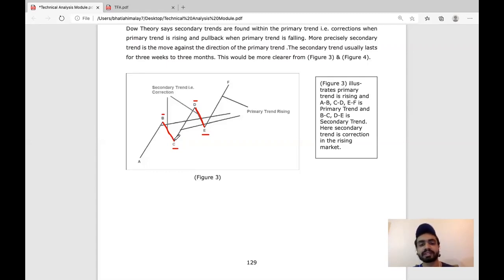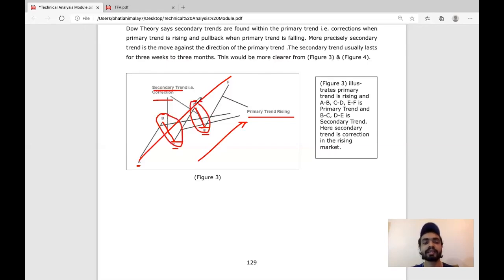You must have heard this term. Why do we say buy at dips? Buy at dips means the lows that are being created in an upward trend. So over here, you can see that from point A to F, the primary trend is in an upward direction, but the secondary trends, that is your point B to C and point D to E, are small corrections in the market.